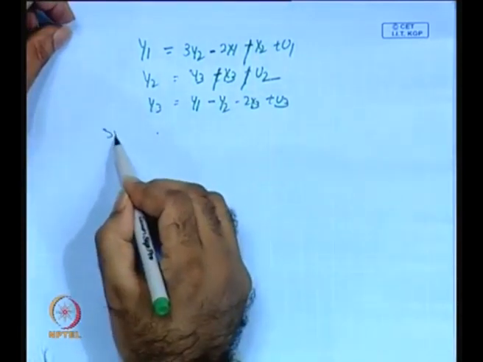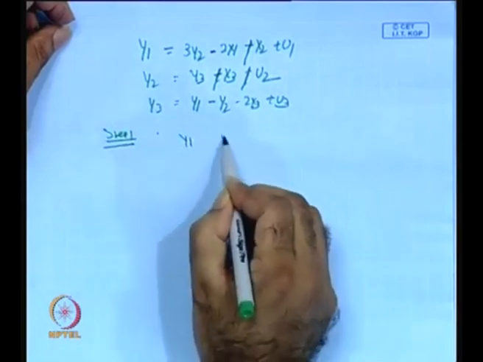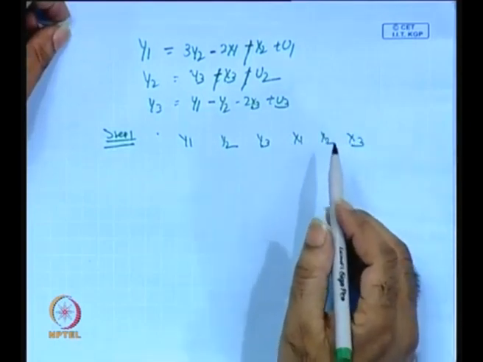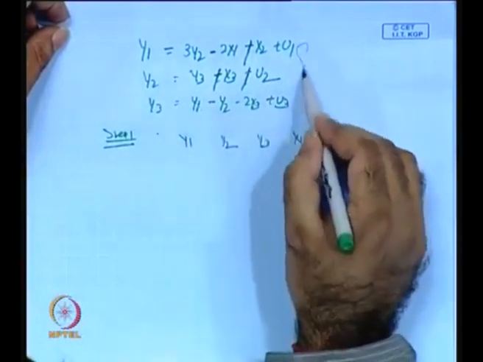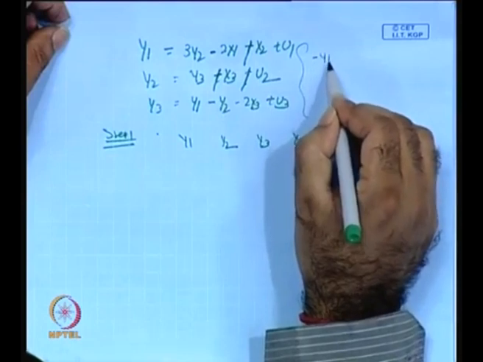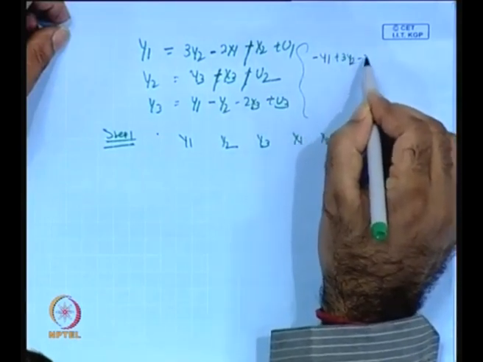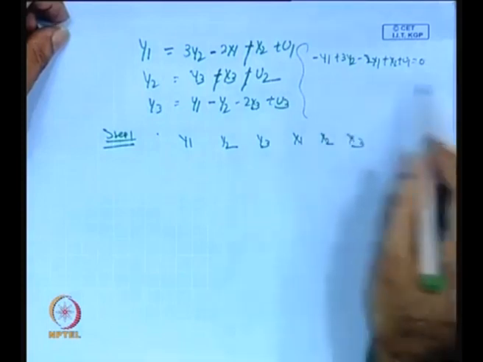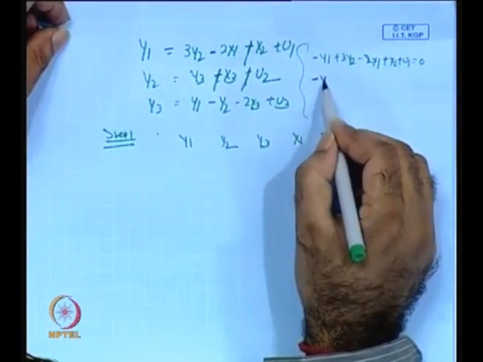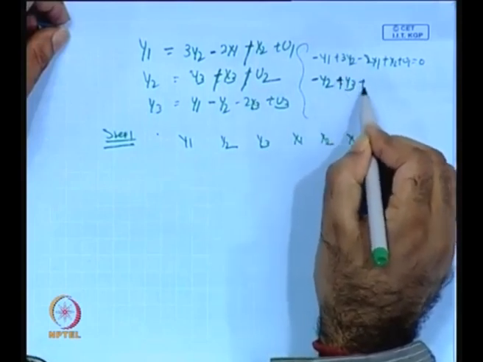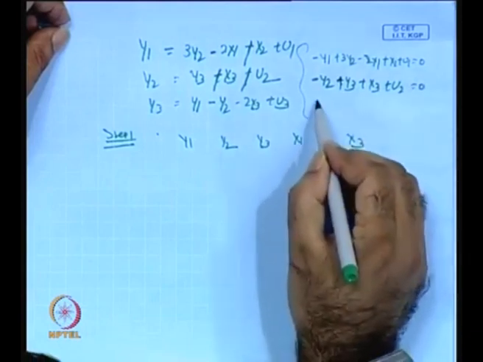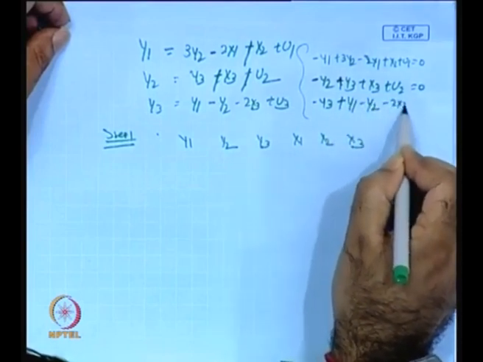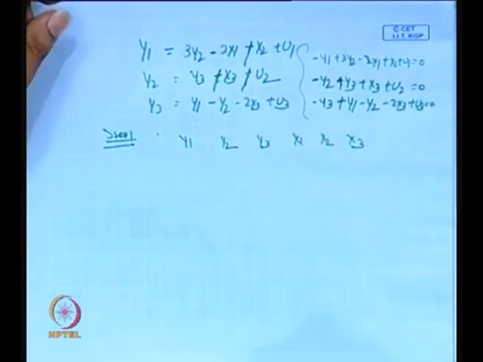Now this matrix is the step 1 process: y1, y2, y3, x1, x2, x3. You bring all these things here. So minus y1 plus 3y2 minus 2x1 plus x2 plus u1 equal to 0. This is the first equation; we are just simplifying it. Then minus y2 plus y3 plus x3 plus u2 equal to 0. Then minus y3 plus y1 minus y2 minus 2x3 plus u3 is equal to 0. This is how the transformation is done.